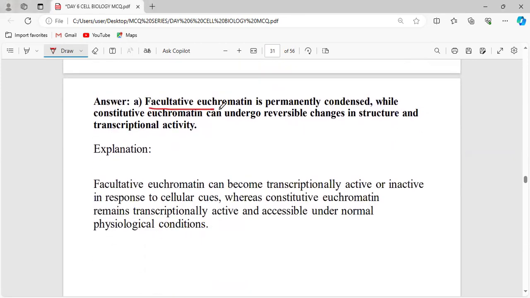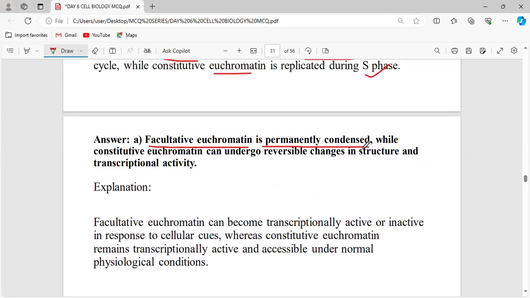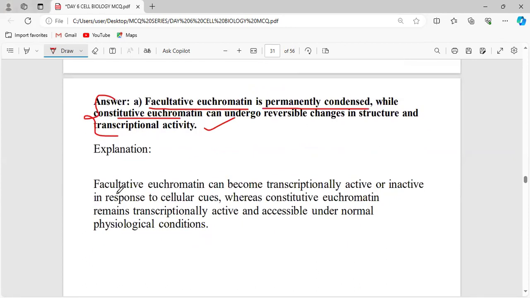Okay, see, facultative euchromatin is permanently condensed, while constitutive euchromatin can undergo reversible changes in structure and transcriptional activity. This is the difference between facultative and constitutive euchromatin. So facultative euchromatin will be transcriptionally active or inactive based on need, whereas constitutive euchromatin will be continuously active. Okay.